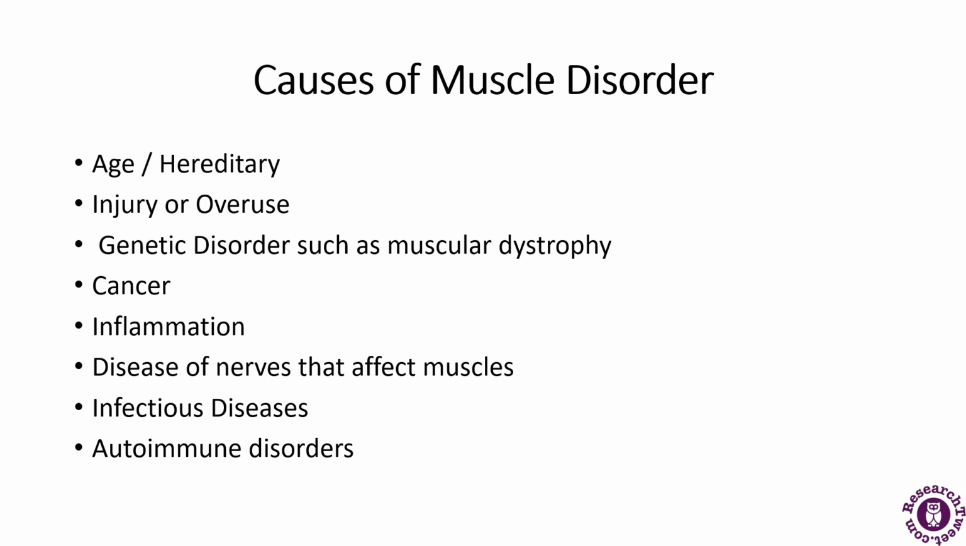The next is about the causes of muscle disorder. There are a number of causes. First is age and hereditary. Injury or overuse, such as sprains and strains, cramps. So these are overuse. There can be genetic disorders, such as muscular dystrophy, which is a genetic disorder. Some cancer can be the cause of muscle disorder as well. Inflammation, such as myositis. And diseases of the nerve that affect the muscle.